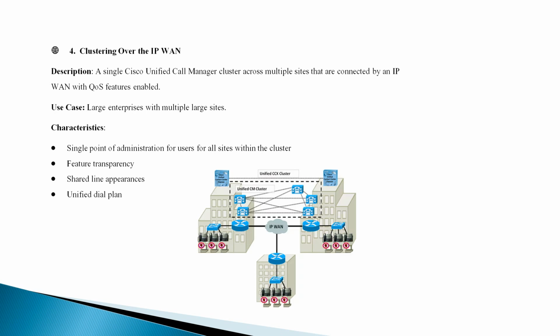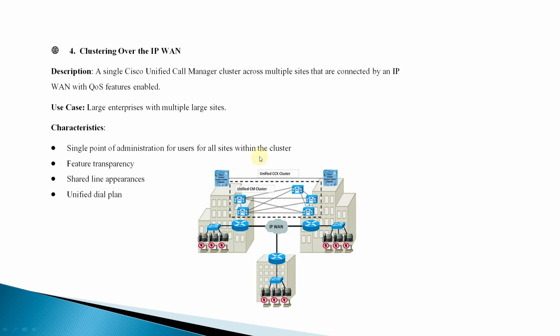And the next setup is clustering over the IP WAN. So as per the description, it is a single CUCM cluster across multiple sites that are connected via an IP WAN with the QoS feature enabled, right? The use case is a large enterprise with multiple large sites.